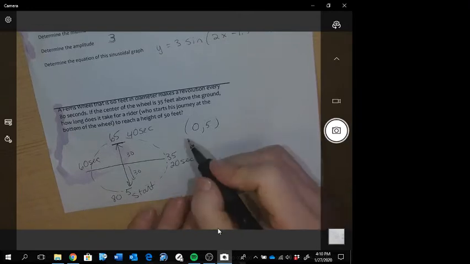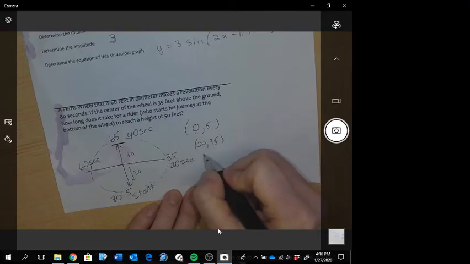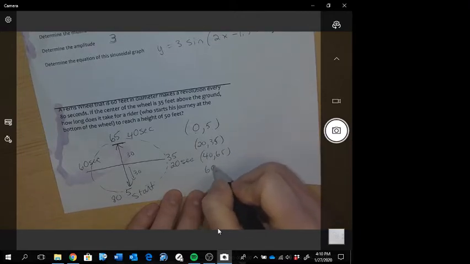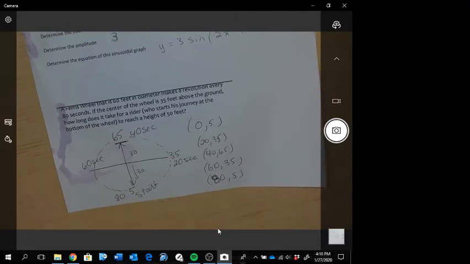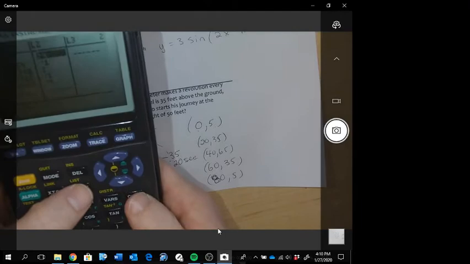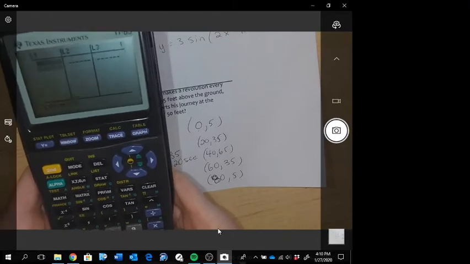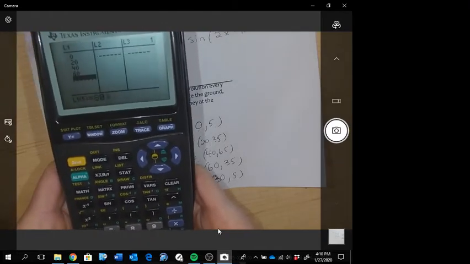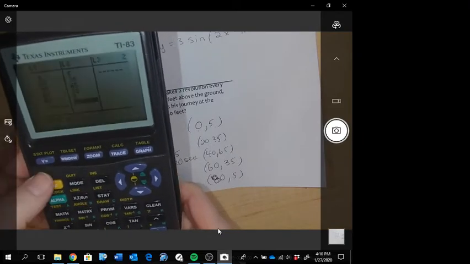So let's make some coordinates: 0, 5; 20, 35; 40, 65; 60, 35; 80, you're back to 5. We're going to put those into our stat edit. Up, clear, down. So 0, 20, 40, 60, 80. Then match up 5, 35, 65, 35, and 5.